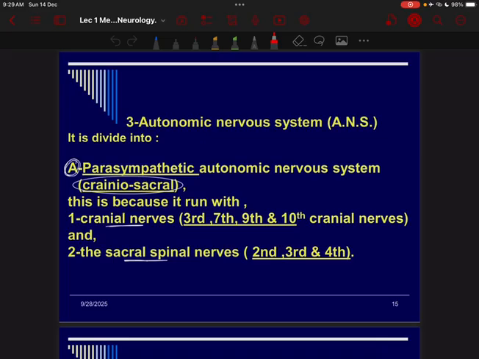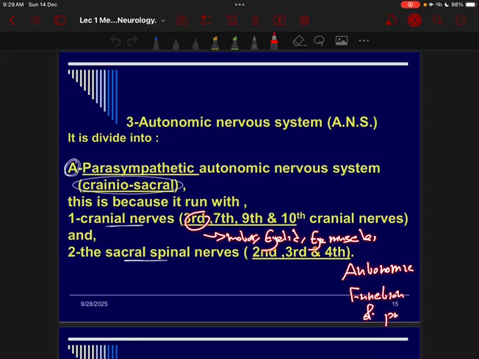For example, when we discuss the function of the 3rd cranial nerve, we know that it has many functions, like motor functions for the levator palpebrae superioris, the eyelid, or the functions of the eye muscle, and also autonomic functions of the pupil, constriction of the pupil. Okay? So it runs through the 3rd.